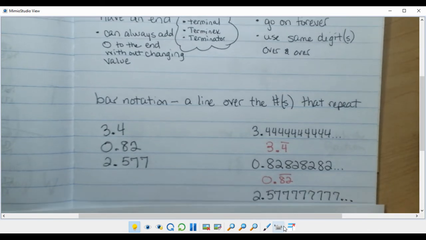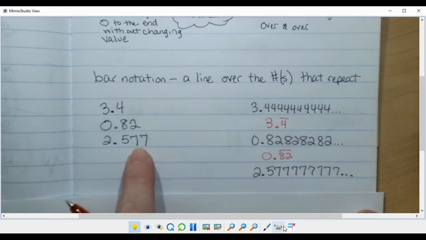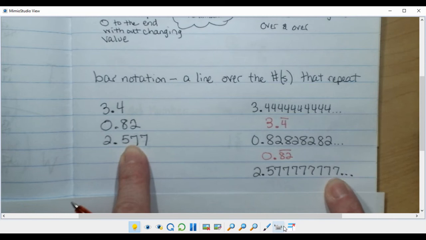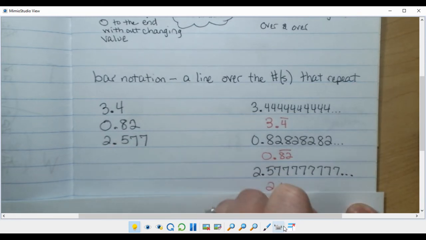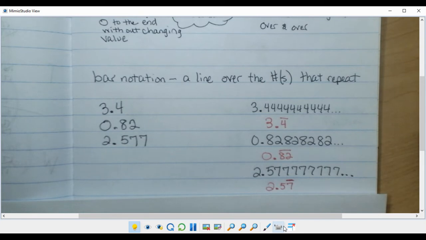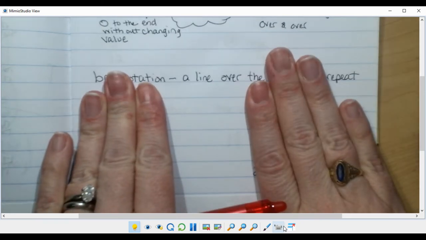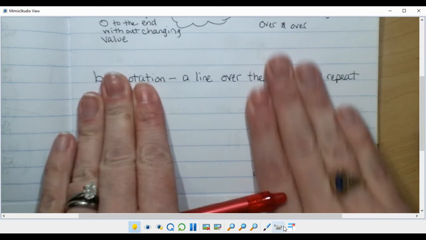For my last one, it looks like the 7 would continue. Now remember, this side was a terminator. It absolutely had an end. But if you had a number that continued to repeat, like this, it is possible. You've got some numbers that do not repeat and other numbers that do repeat. So that would look like 2.57, and the bar would only go over the 7. The 5 did not repeat, but the 7 did. So the 7 got the bar. Okay, now I've got to say it again. This side and this side are not related. These are terminating decimals. These are repeating decimals.